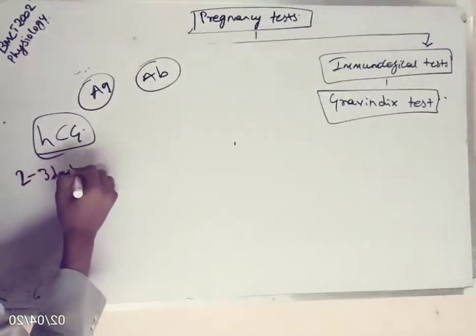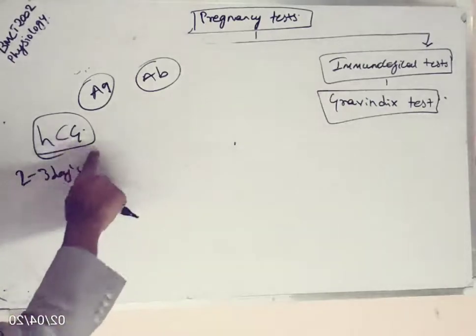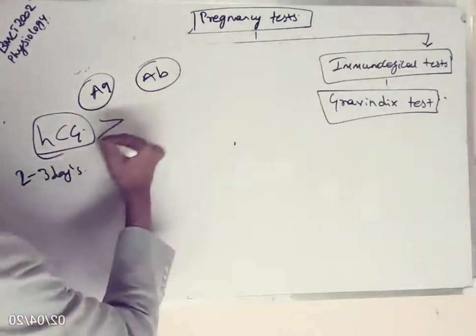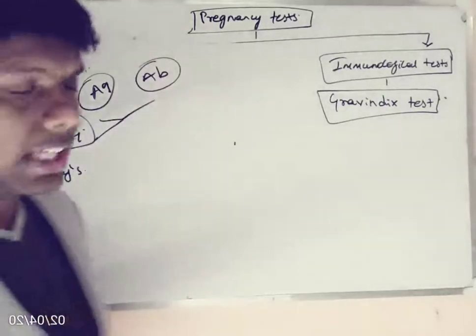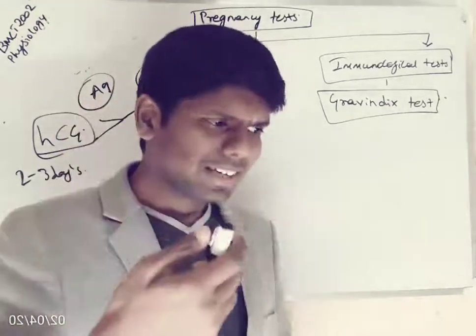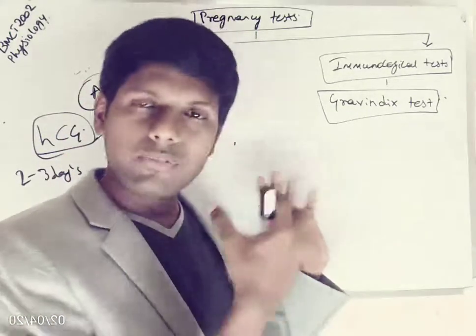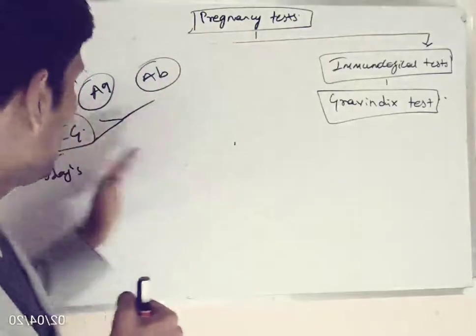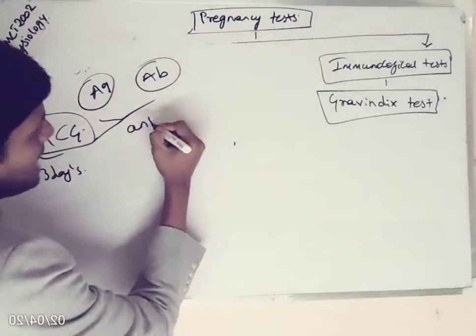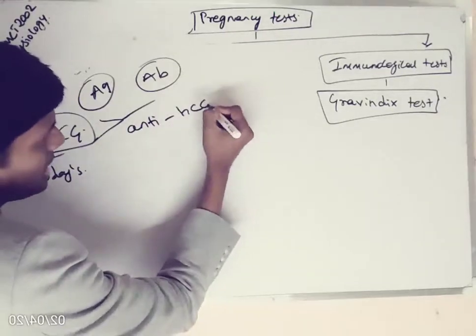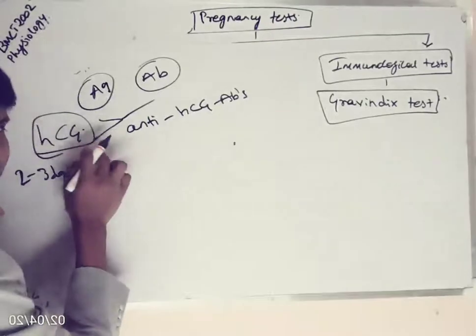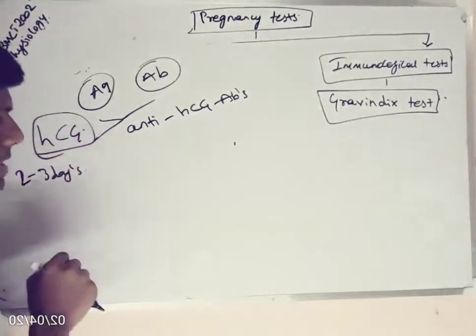Within 2 to 3 days of a pregnant woman, she will start secreting this HCG, and this HCG can be easily detected by specific antibody. So antibodies are very specific in nature, right? Only the antibody which has affinity towards HCG will bind to the HCG antigen. These antibodies are called anti-HCG antibodies, and they will detect the HCG antigen.